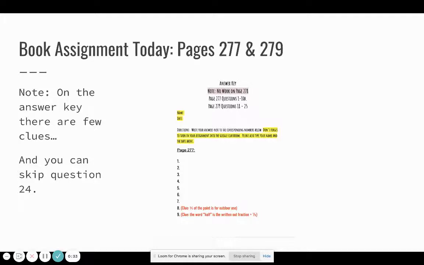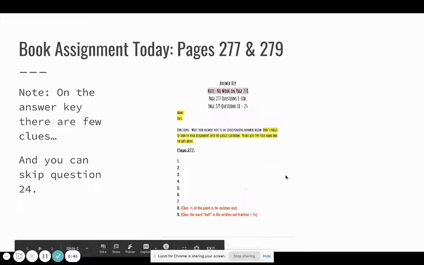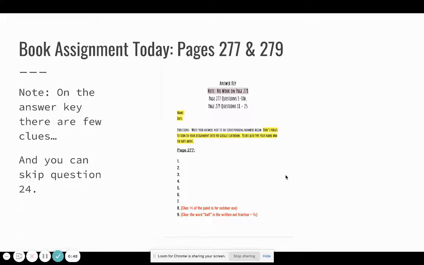You do have a book assignment today, so we're back in the book. It's pages 277 and 279. I just want to point out a couple things. On your answer keys, I've put a couple clues on some of the more tricky worded story problems. And also you can skip 24. That's also noted on your answer key.